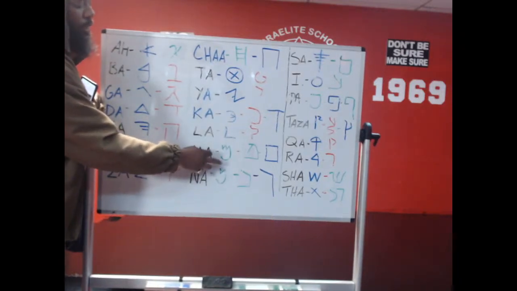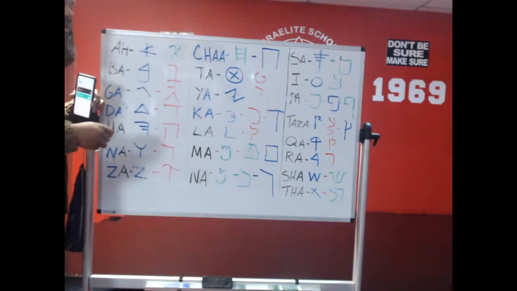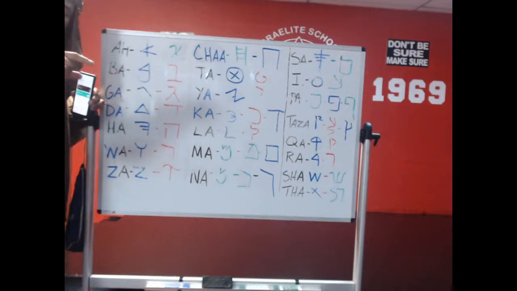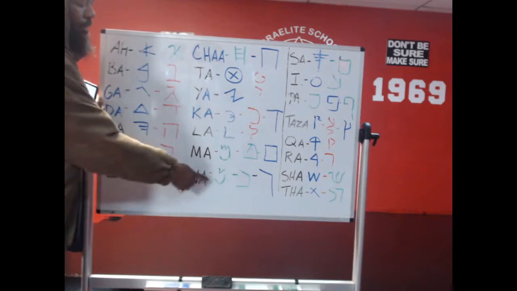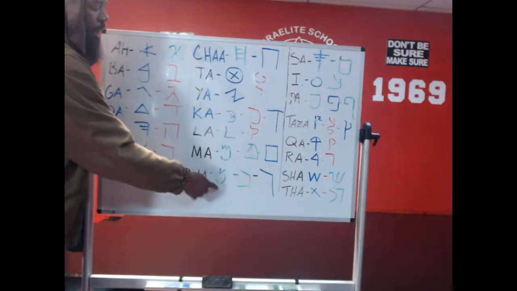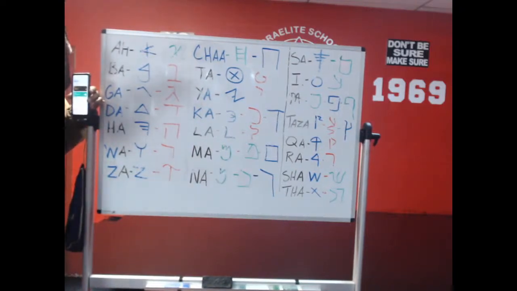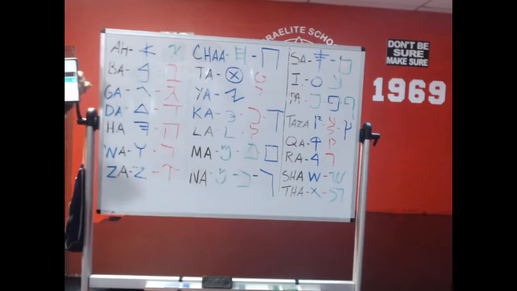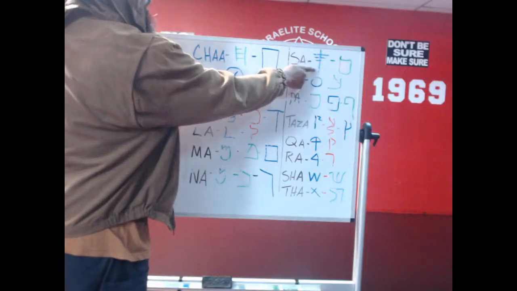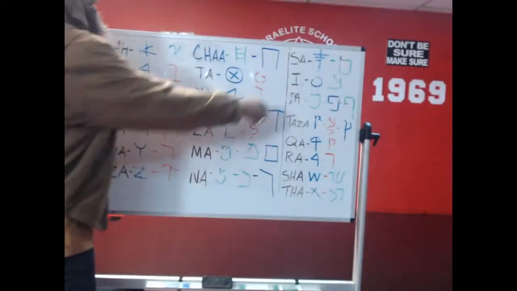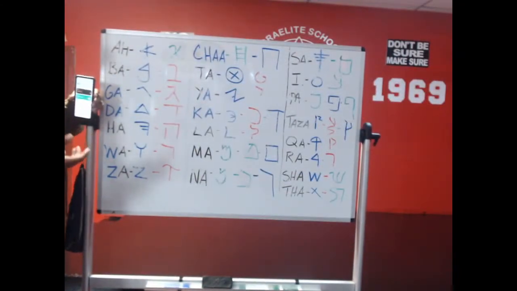Then next we have Ma. Ma is going to look like a lowercase w with a hook at the end. Then next we have Na. When you write it out, it's going to look like an English V with the hook at the end. Then next, we have the character Sa. Sa can look like a little tree or an antenna, or a flagpole.